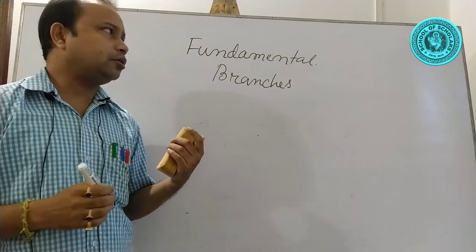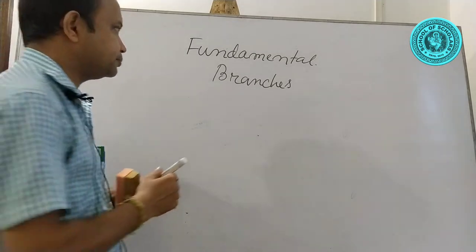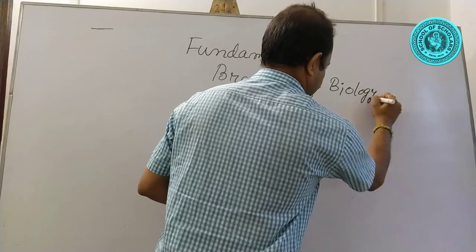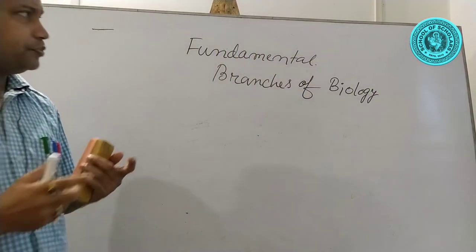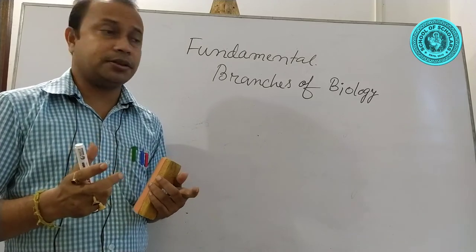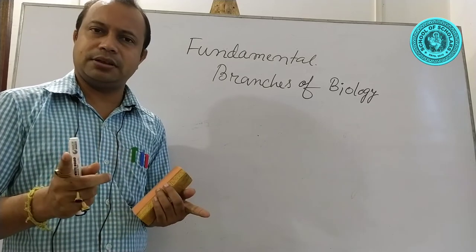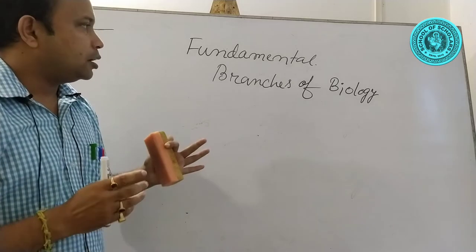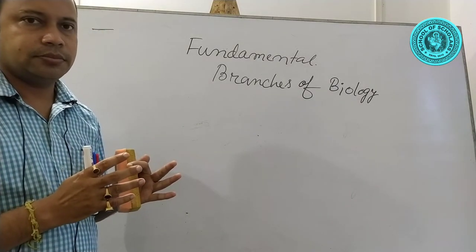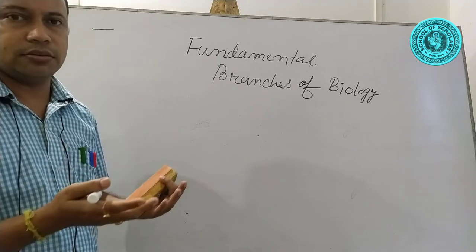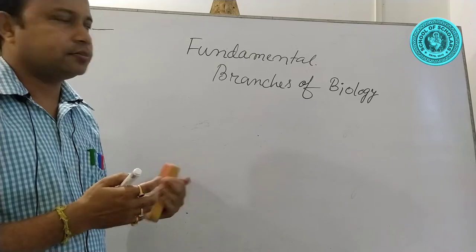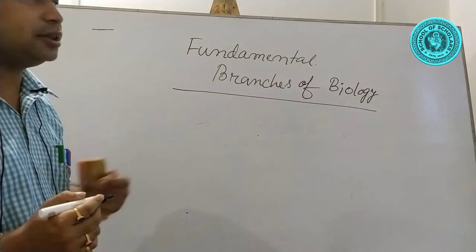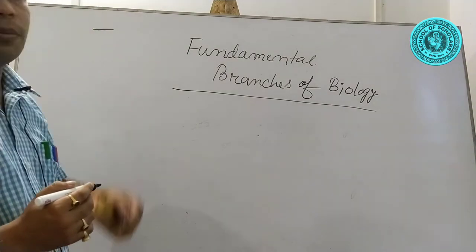Fundamental branches, or we call it fundamental biology. Fundamental branches of biology. Fundamental branch means this branch includes the basic knowledge about the organism. Organism means three things. It may be animal, plant, or maybe microorganism. These fundamental branches give us the basic knowledge about the organism or living beings. As for example, there are several branches of fundamental biology. It is also called pure biology.